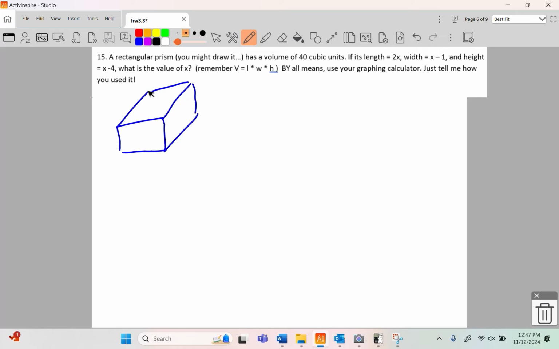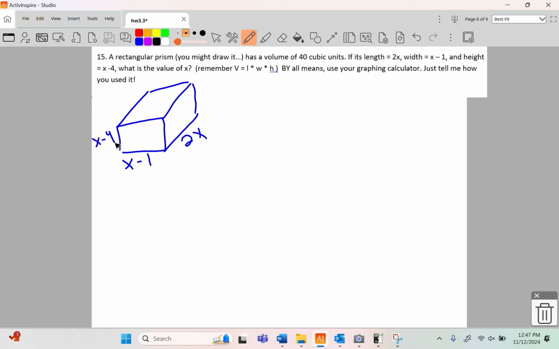The box has a volume of 40. Its length, which is long, is twice x. Width, which is short, is x minus 1. And its height is x minus 4. And you're supposed to figure out the value of x that gives it a volume of 40.